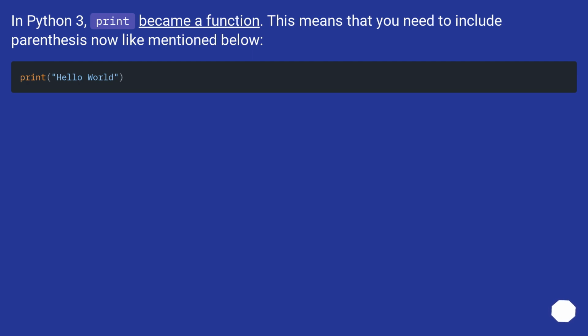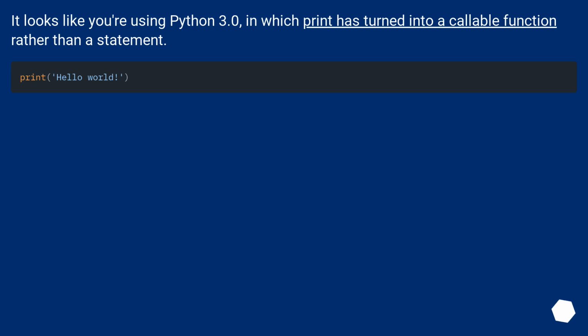In Python 3, print became a function. This means that you need to include parentheses now, like mentioned below. It looks like you're using Python 3.0, in which print has turned into a callable function rather than a statement.